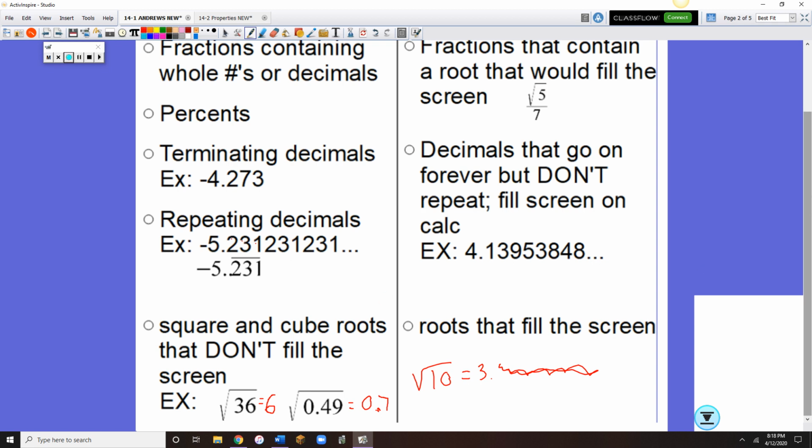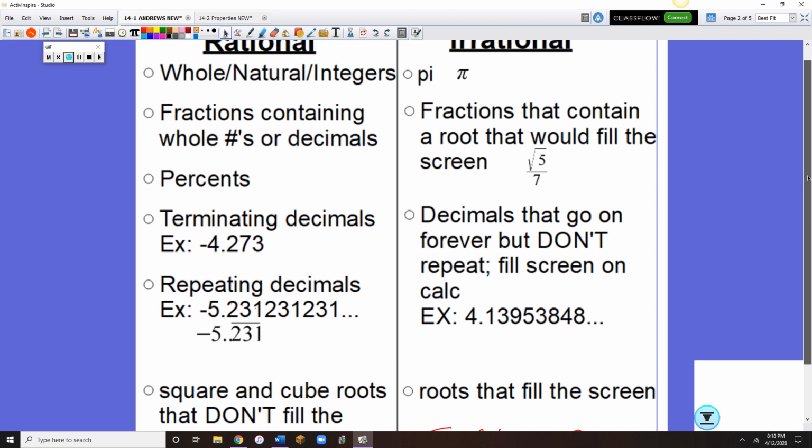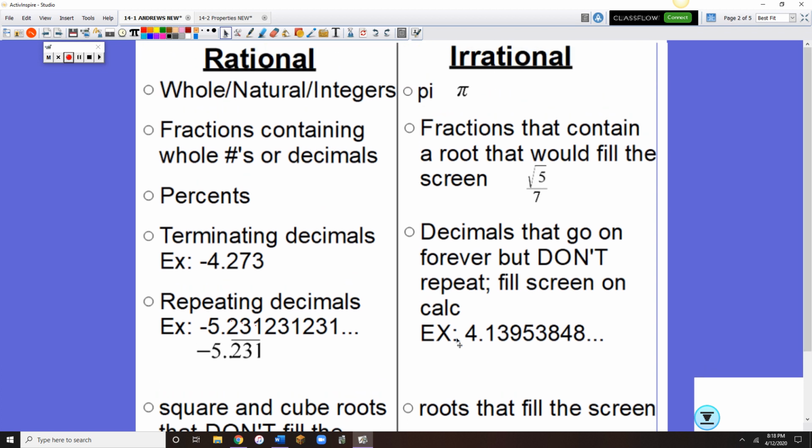This is a really important chart to look at, refer to, and memorize. Okay, the bottom line is if I look at the irrational side, sometimes it's easier to decide if something is irrational, and if it's not, then it's rational. Okay, pi, irrational. If there's a root that fills the screen, irrational. Okay, the key is if we think about this in terms of decimals, anytime you convert to a decimal, anytime it fills the screen and does not repeat, that would be irrational. And these are the ways that it can happen.